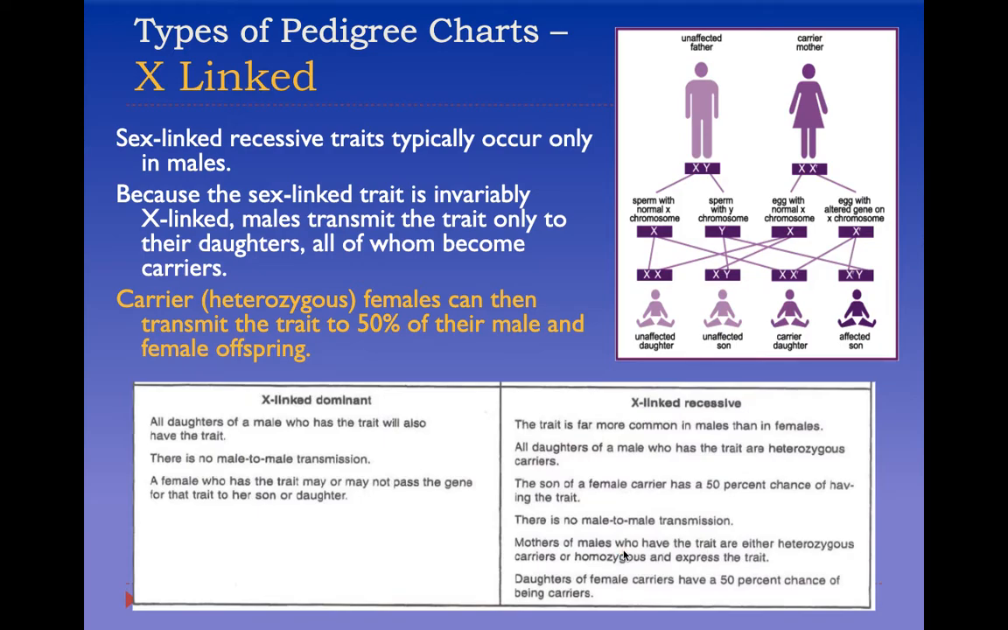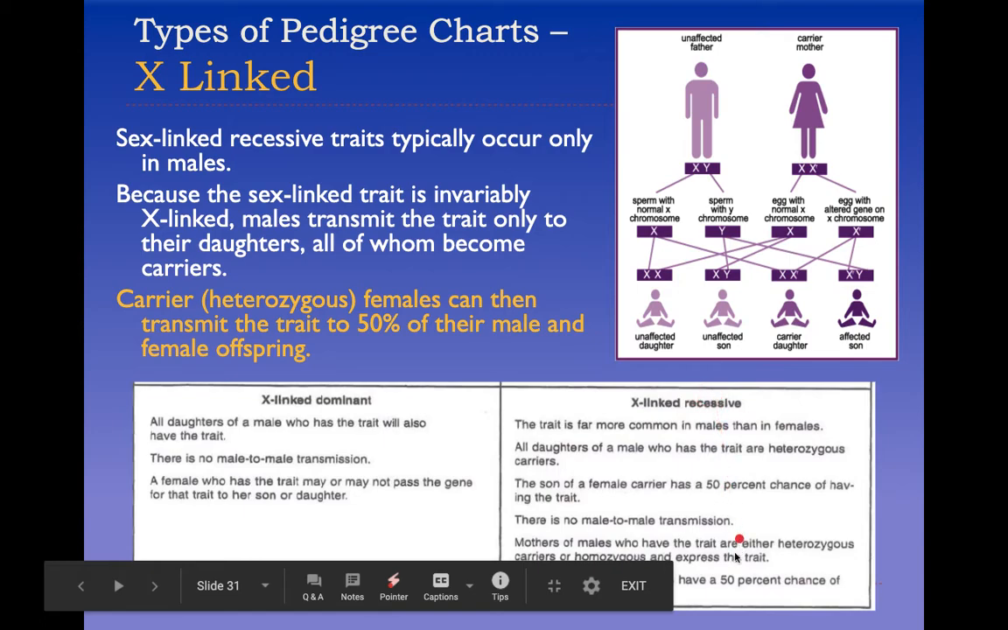Daughters of female carriers, again, the carriers are heterozygous, have a 50% chance of being carriers themselves because, right, if the female is a carrier, the daughters will get one of her chromosomes. One of those chromosomes is dominant, one is recessive. And we're talking about the recessive, right? So it's 50% in that case.